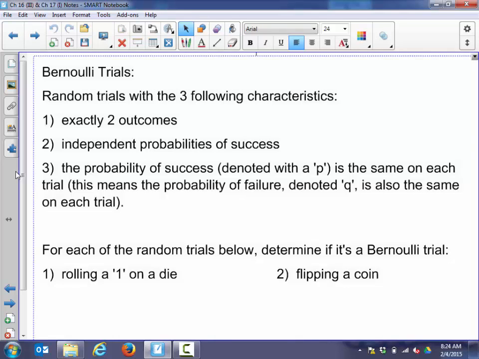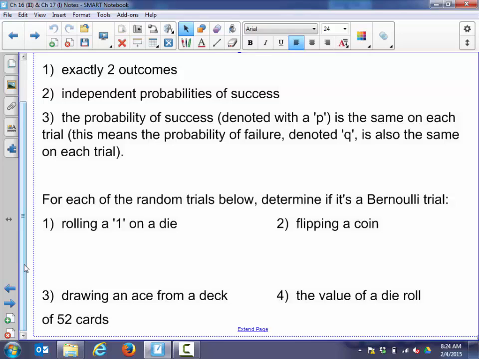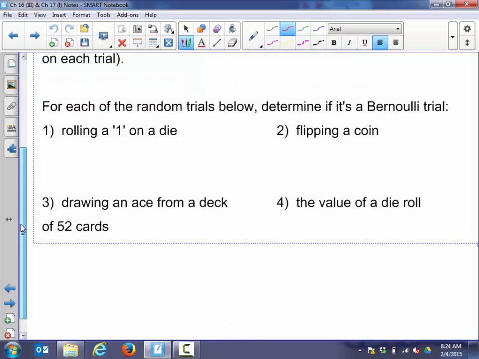So what we're going to do, and we're going to do it in a lot less time than we did in the 40-minute video yesterday, is look at 4 examples and determine whether or not we have Bernoulli trials here.